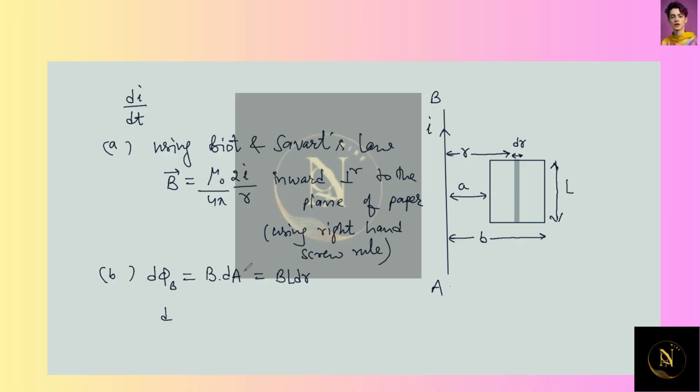When we put the value of the magnetic field found in the first part, the expression comes out to be mu naught divided by 4 pi into 2I by r L dr. If we cut this 2 with the 4, this is mu naught by 2 pi into I L dr by r. So, this is the answer for the second part of the problem.